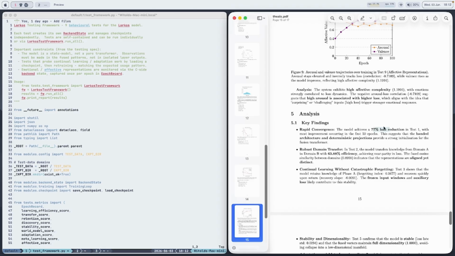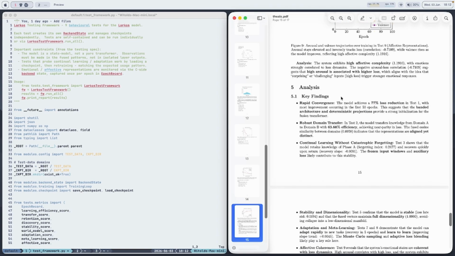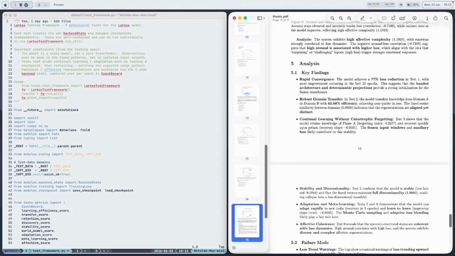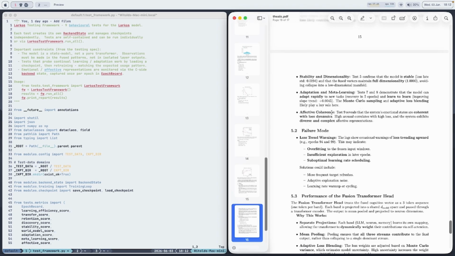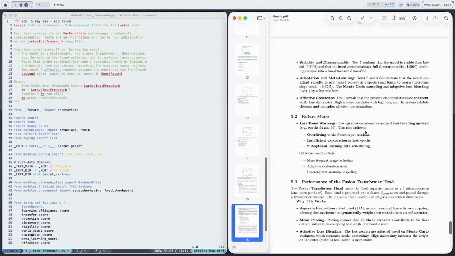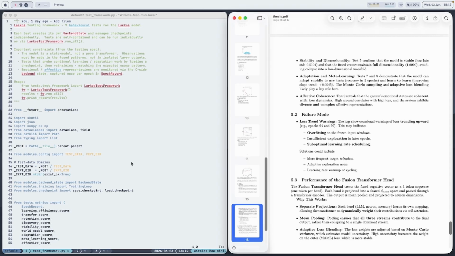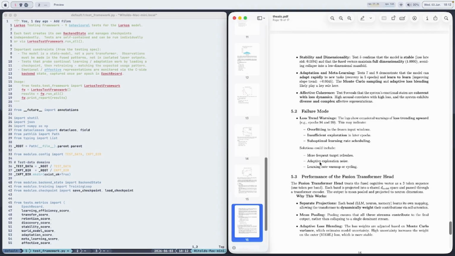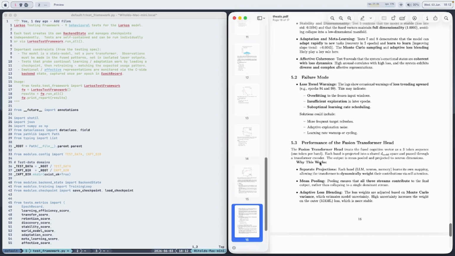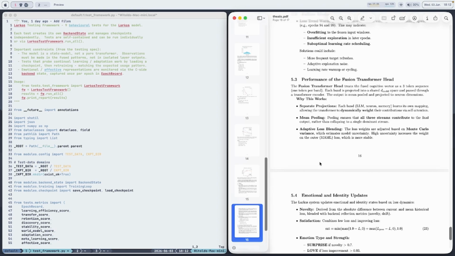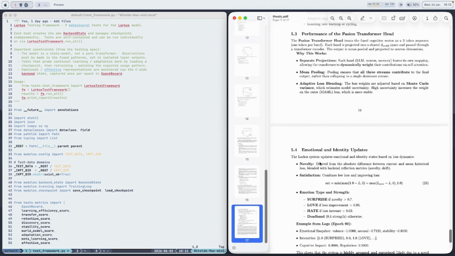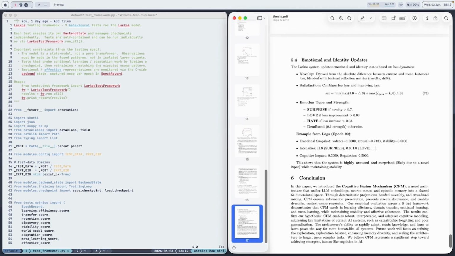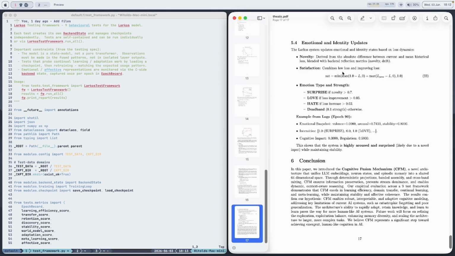So yeah, we have the 77% loss reduction, we've got a good efficiency in domain transfer. Well, the loss trend warnings are marginal, but admittedly we didn't train on a big enough parameter model. It was around 200,000 maybe, something along those lines. We also have the emotional things, the identity things.